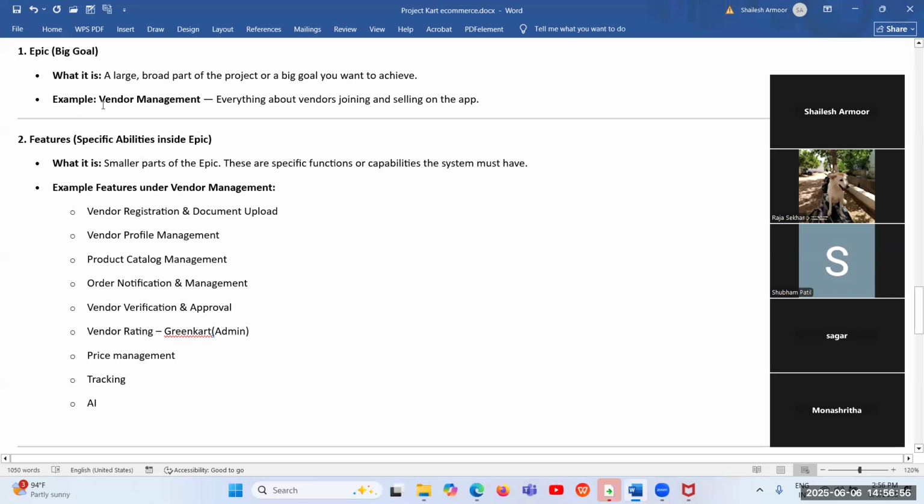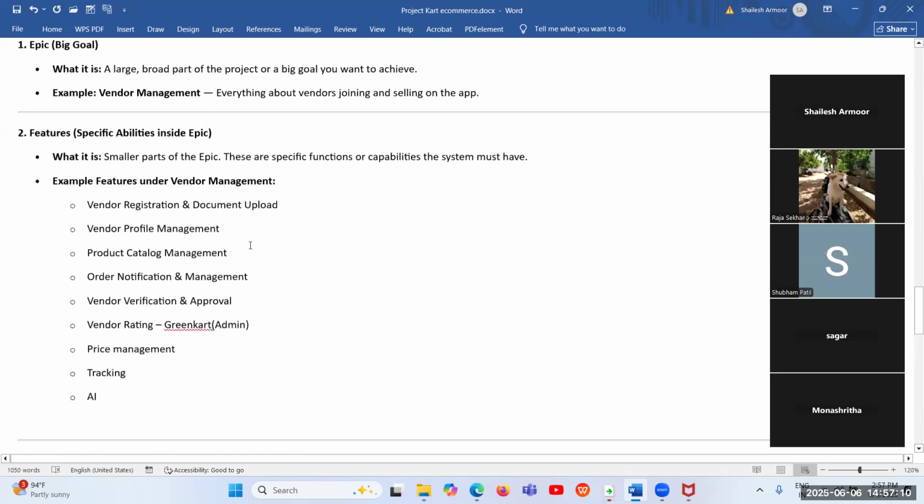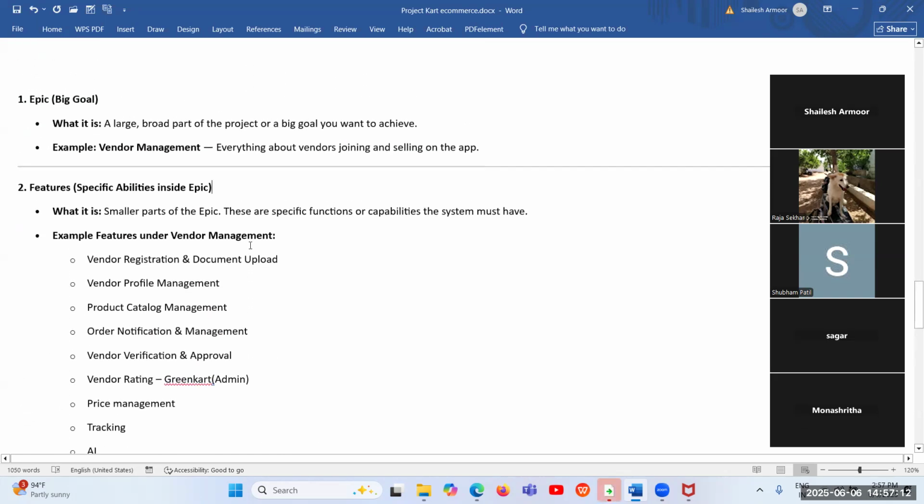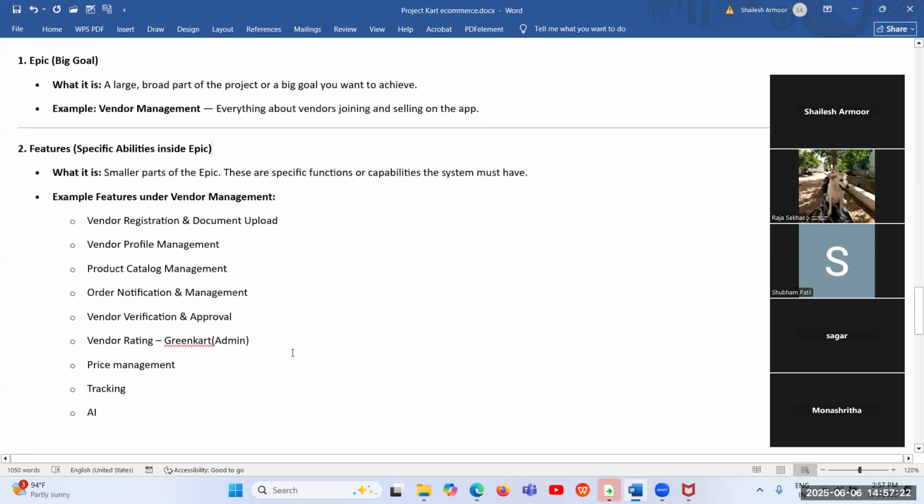Then comes what? We are done with the Epic and features. Then comes user stories. Exactly. So now tell me, who is going to create the user story? We are, the business analysts. Monashrita, what about you? Who creates the user story? Yeah, I think we as business analysts will create.